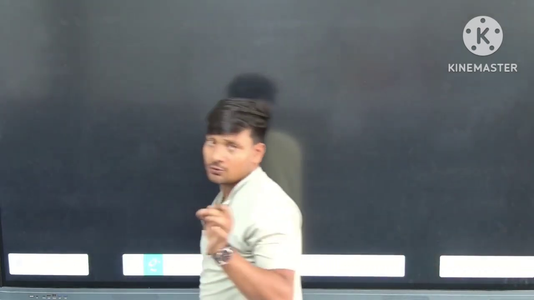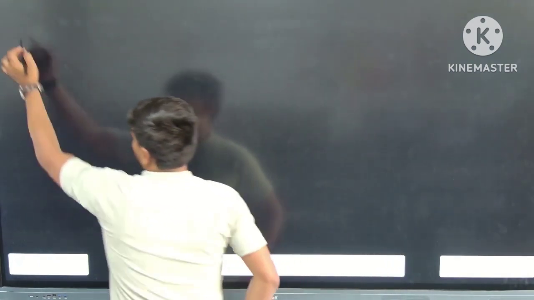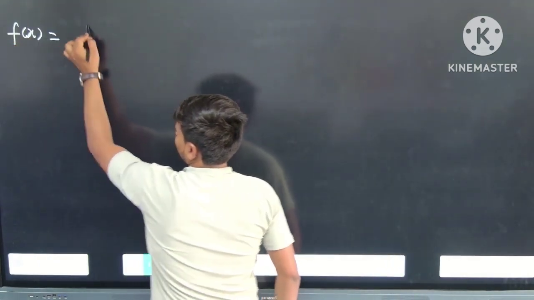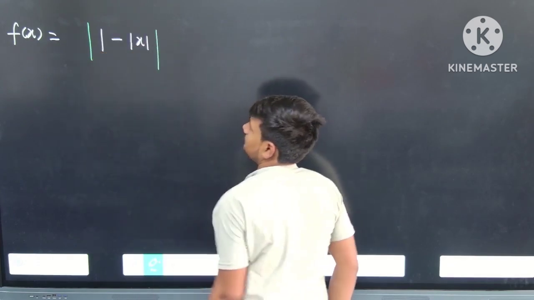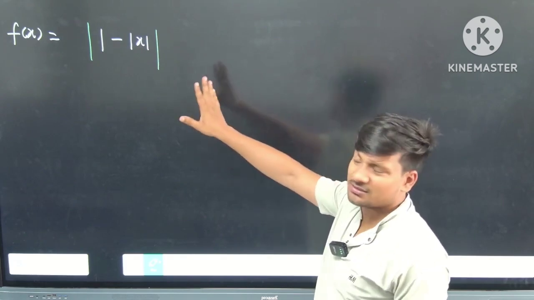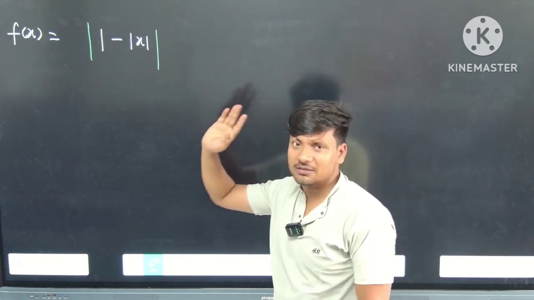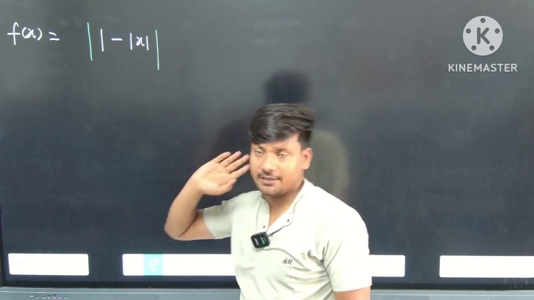Simply you have to equate to 0 the function which is under the modulus. So f(x) equals mod of 1 minus mod x. We want to discuss the differentiability. It is always continuous because the modulus function is always continuous, so we are not going to discuss continuity. We are going to discuss differentiability directly.